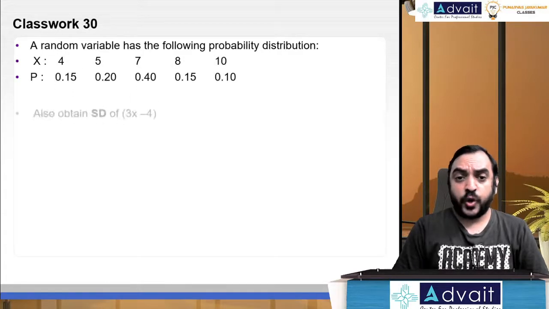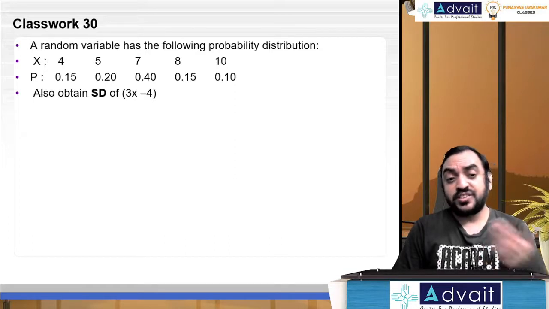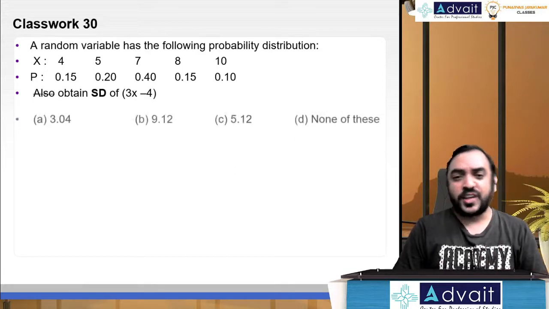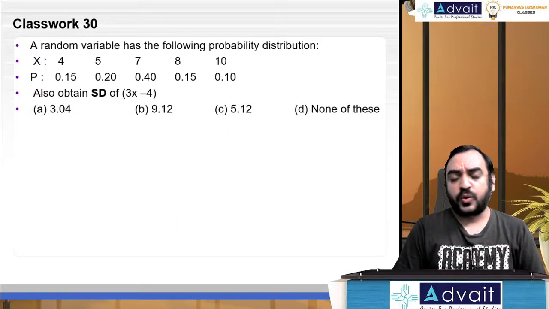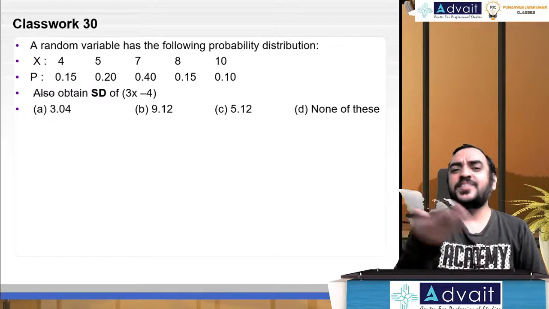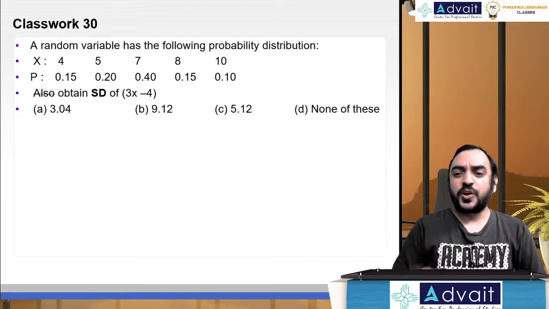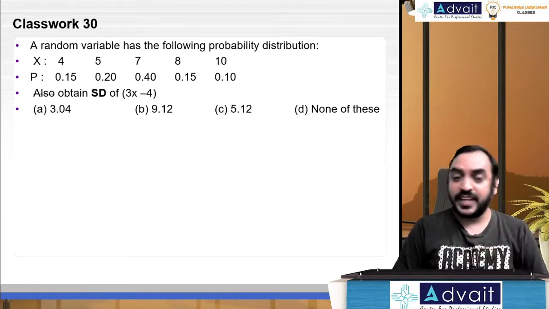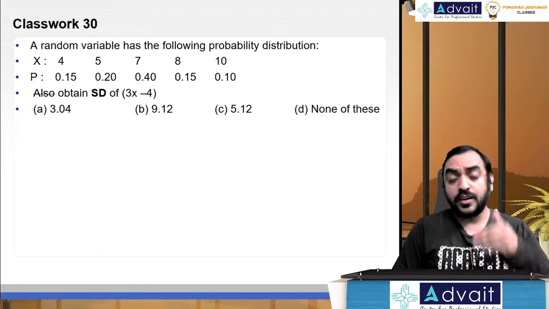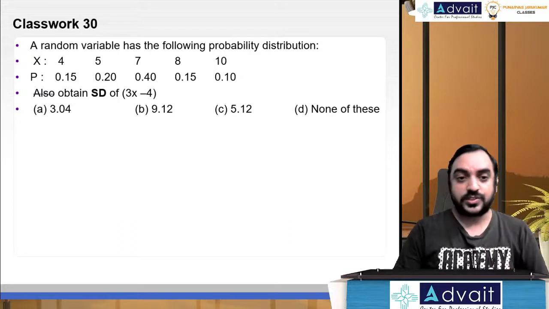Variable x has the following probability distribution. Obtain the standard deviation of 3x minus 4. You can follow the detailed format, but it is not required. First, we'll find the standard deviation of x. Then you know 3x minus 4 is an equation. Ignore the constant, ignore the minus sign. For standard deviation, substitute, you get the answer. So first we'll compute the standard deviation of x.